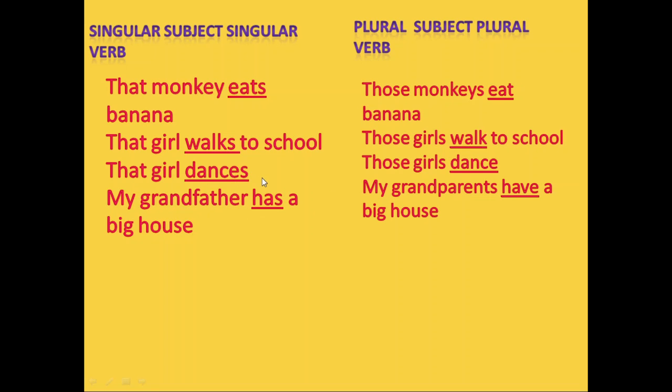That girl dances. Again, the girl is a singular subject, so we use singular verb dances. Those girls dance. So here girls are the plural subject, so we use a plural verb dance. Now children, you must have noticed that all the singular verbs have s added to them, whereas the plural verbs do not have s. So eats will be a singular form, but if we have to use it in a plural form, we will make it eat. So s is removed from this verb.